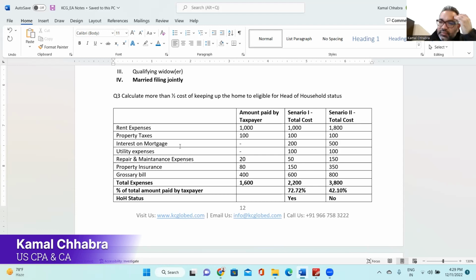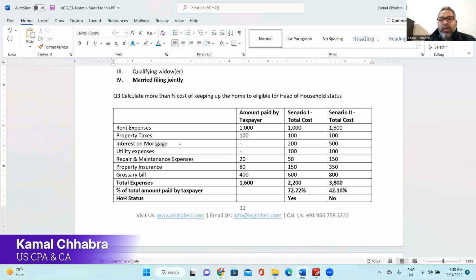72.72%. That means more than half of the cost of keeping the home is paid by you as a taxpayer. So you can claim head of the household status, right?